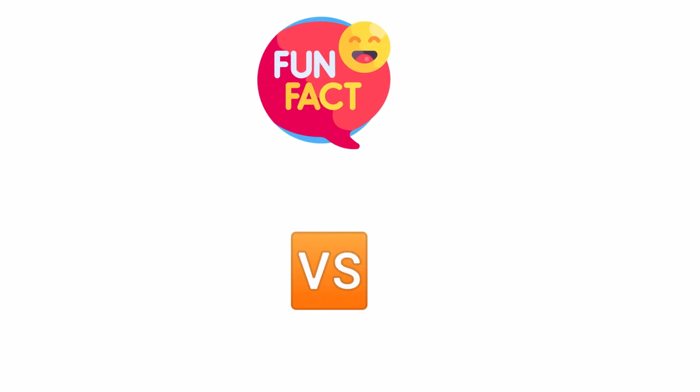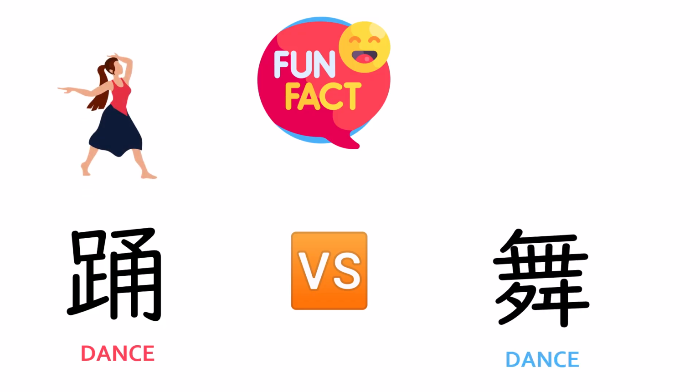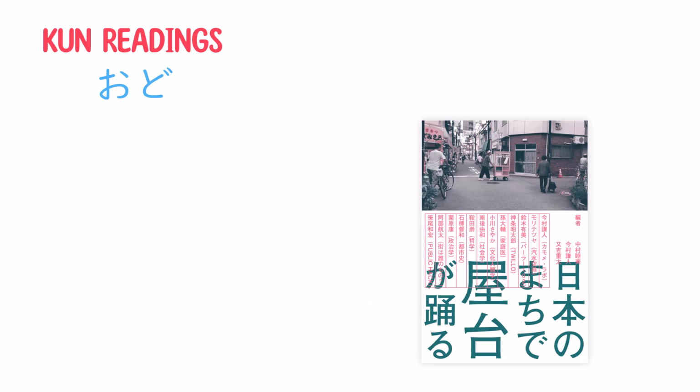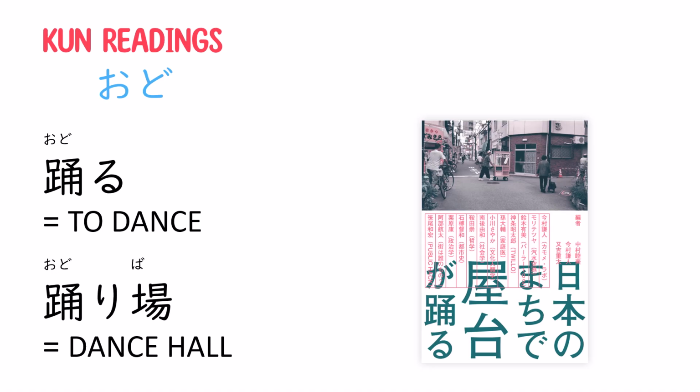Fun fact, there are two kanji for dance. One is the one we're learning today, which is a more general term. The second one is used more for traditional Japanese forms of dancing. Kun reading is odo. The examples are odoru, or to dance, and odoriba, or dance hall. The sentence is Nihon no machi de yatai ga odoru. Food stands dance in Japanese towns.